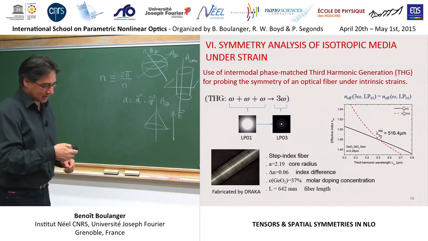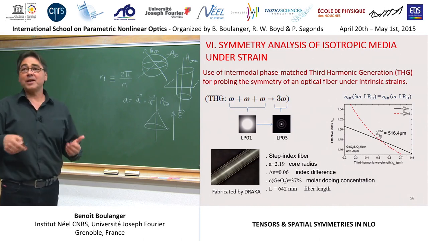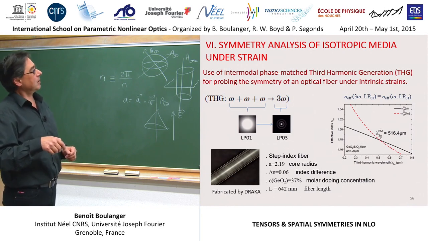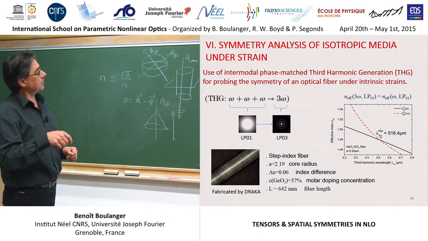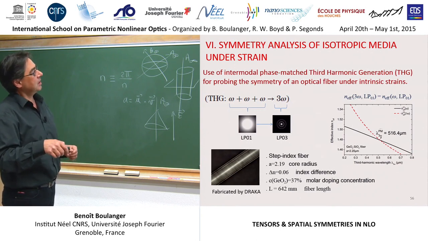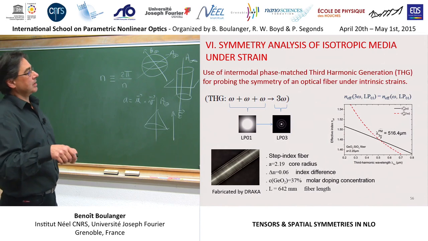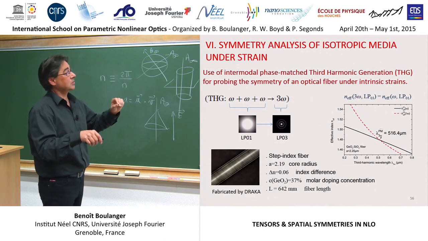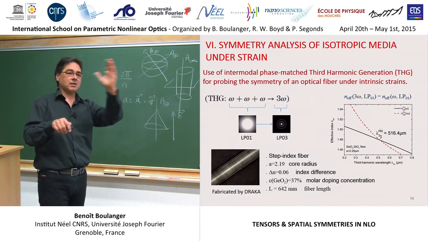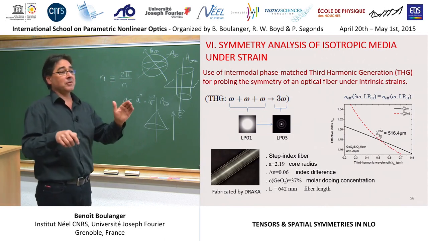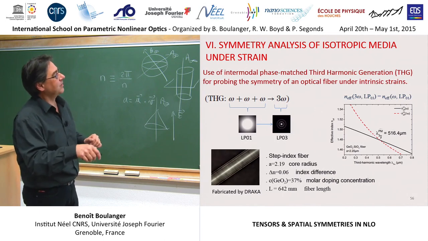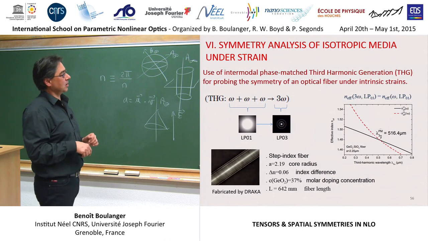And this fiber was designed to achieve phase matching in order to generate in the green at 516.4 nanometers. So it's not exactly devoted to this. We wanted to have something a little bit different, like 532 nanometers, for example. But in real life, it gives this third harmonic wavelength.